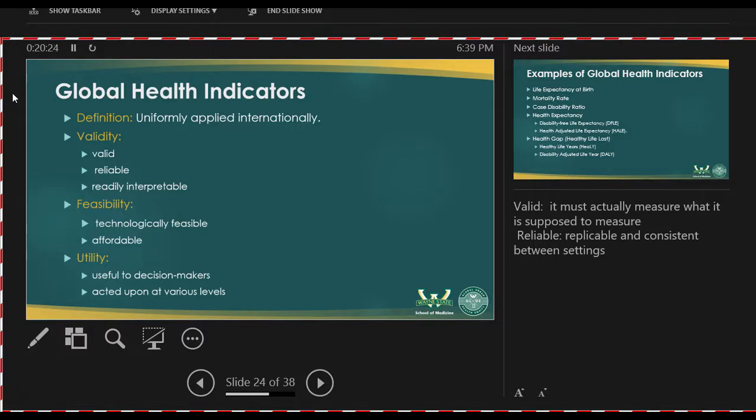It should be valid. By validity, you mean it should be valid, reliable, and readily reproducible, or interpretable. So it's interpretable and reproducible both. Feasibility: whether it's affordable, whether it's technologically feasible. And utility: what is the utility of this health indicator? It's useful to make decisions, and it can be acted upon at various levels. So those are the characteristics that I would want in an ideal indicator.